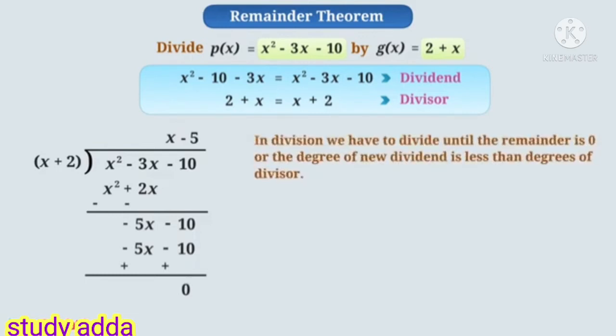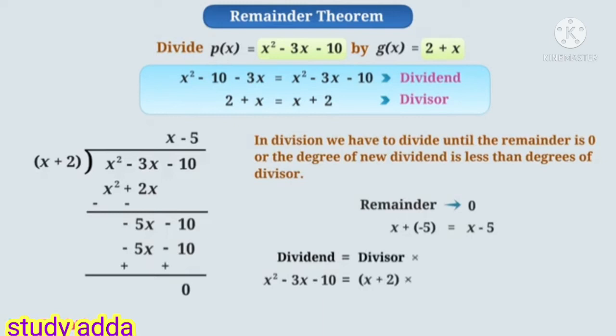In division, we have to continue this process till the remainder is 0 or degree of new dividend is less than degree of the divisor. So now remainder is 0 and x minus 5 is the whole quotient. We can express this as dividend is equal to divisor multiplied by quotient plus remainder.